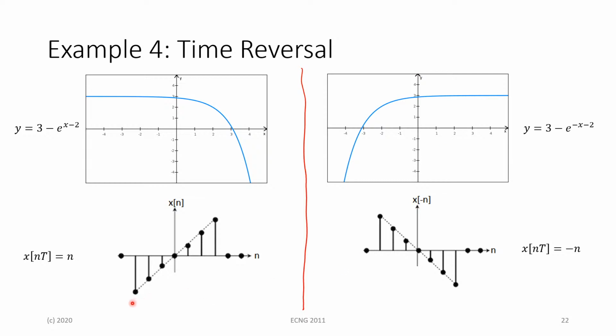Similarly, for a discretized time signal, instead of it going from a low value to a high value linearly, it now goes from a high value to a low value linearly, basically just being a reflection here.